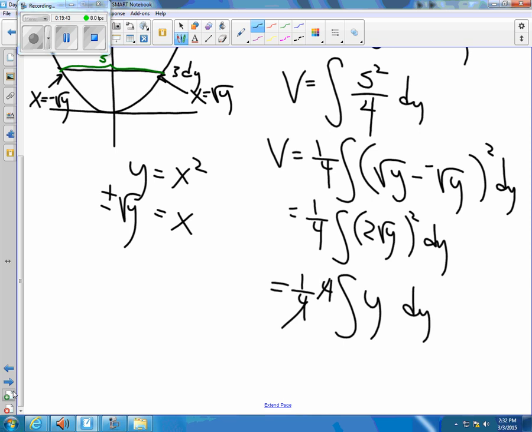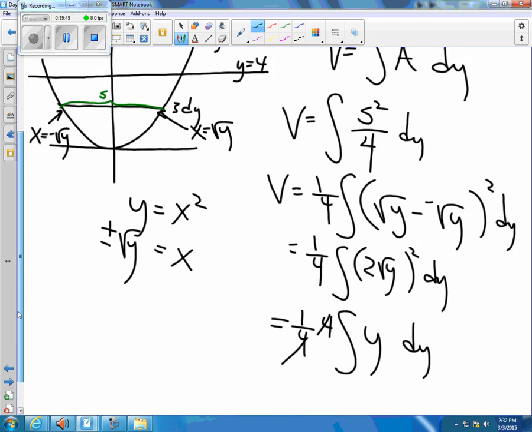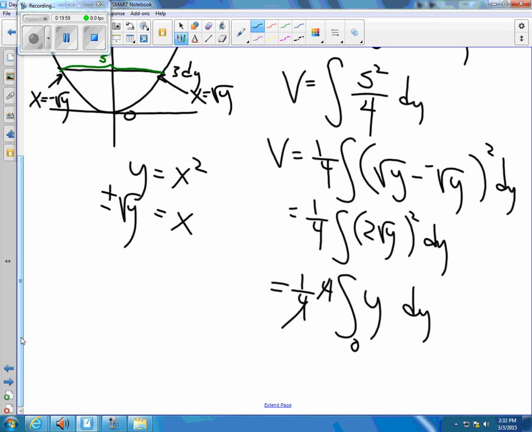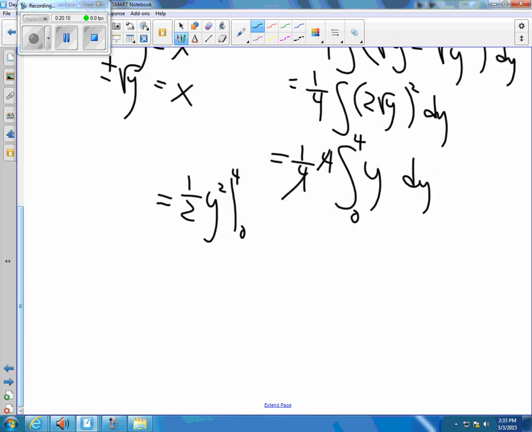The only thing we need now are limits of integration. Since this isn't a dy problem, we're adding up all these slices from the smallest y to the greatest y. So the y values start here at 0, and they go all the way up here to where y is 4. So this one is easy enough. We take the antiderivative of y, we get 1/2 y squared. We have to integrate from 0 to 4. So we get 1/2 of 16 is 8, minus 1/2 of 0, which is 0. And we get the volume of this solid would be 8.